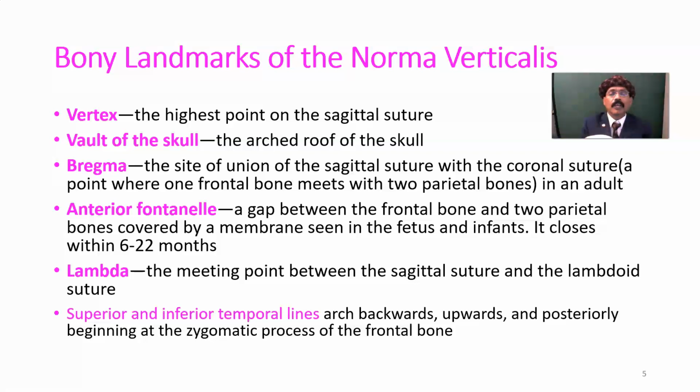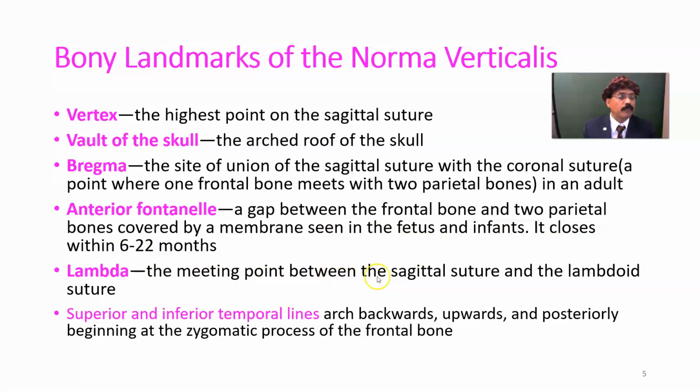Then bregma is the site of union of the sagittal suture with the coronal suture, a point where one frontal bone meets two parietal bones in an adult. There is bregma. But in the newborn and infancy, we have the anterior fontanelle, a gap between the frontal bone and two parietal bones, covered by a membrane, seen in fetus and infants. It closes within 6 to 22 months.